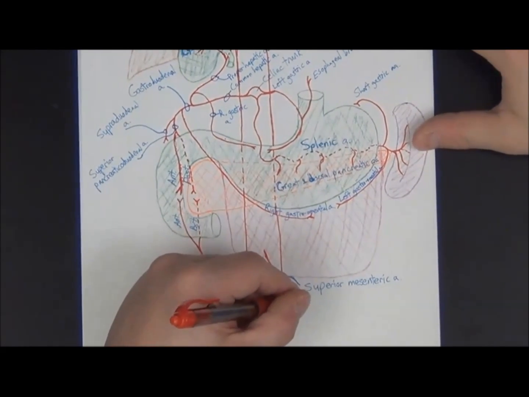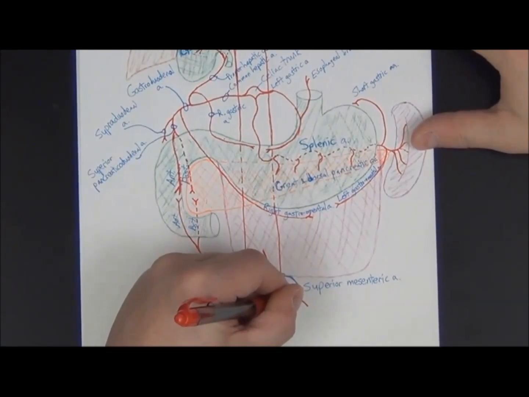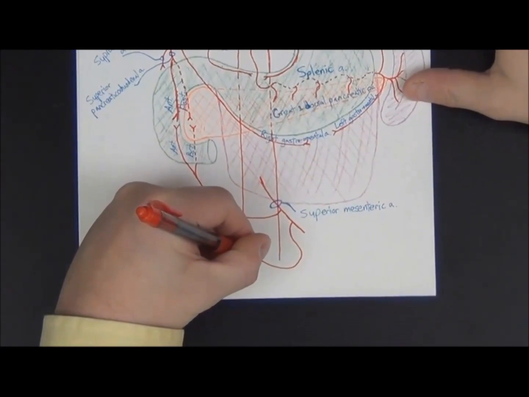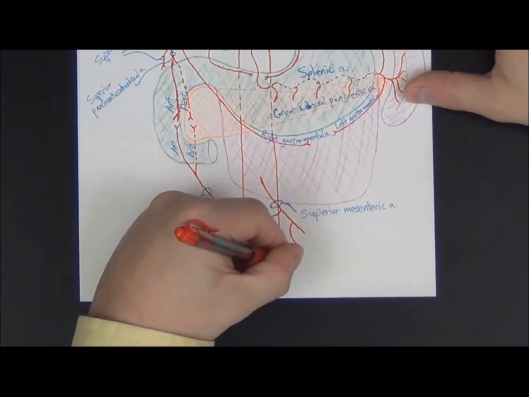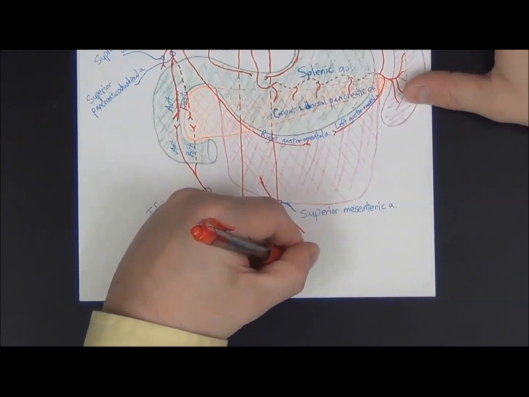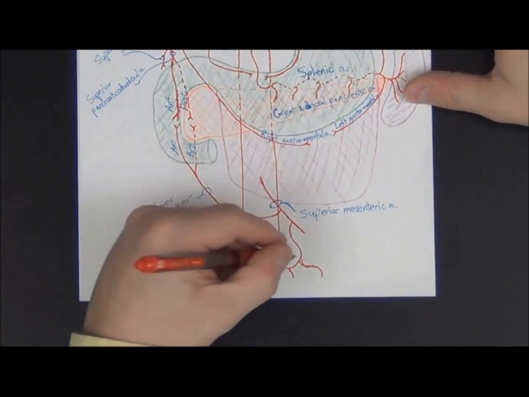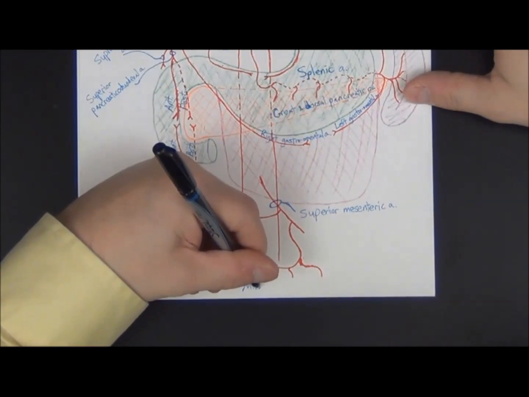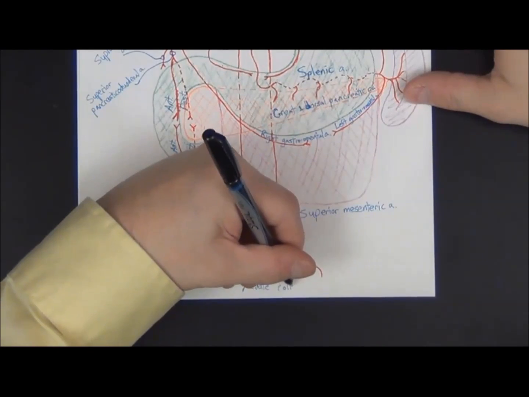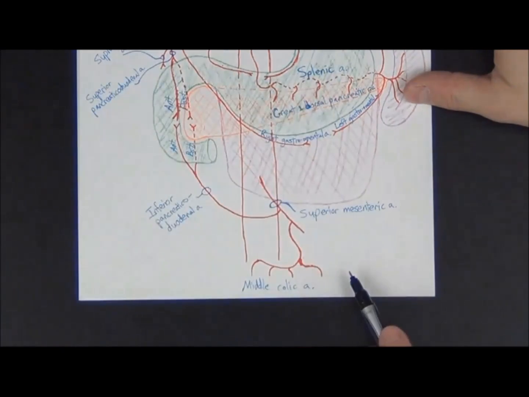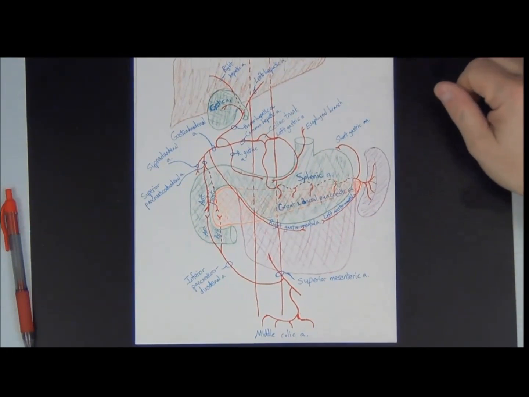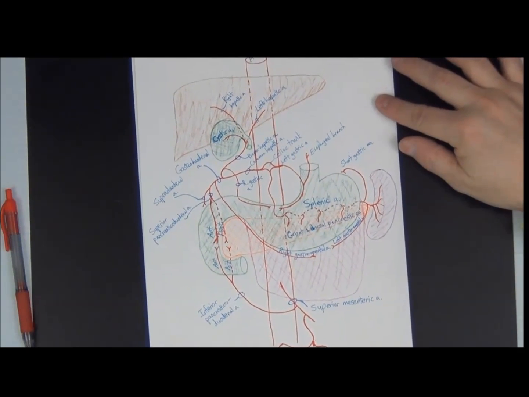To jump a little bit ahead even further, another branch off the superior mesenteric goes to the transverse colon. And that is the blood supply known as the middle colic artery. And the middle colic artery is where we're going to have anastomosis between the superior mesenteric and the next branch, the inferior mesenteric. And we'll see that in the next section.